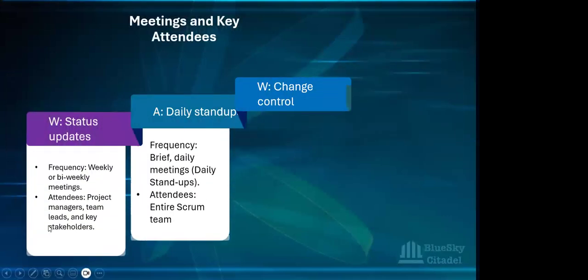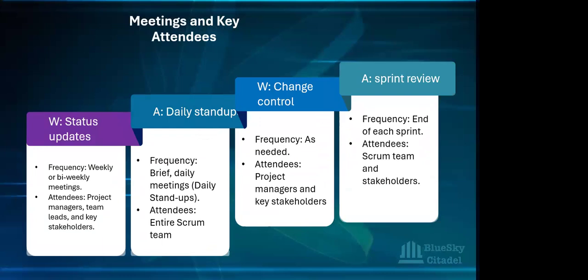Okay, so we're going to look at your meetings and key attendees. Throughout the execution stage, whether it's with waterfall or with agile, there are meetings that take place, and there are key people that you would expect to see at these meetings. And obviously there are key objectives for each of those meetings as well. The W stands for waterfall, and the A is for agile. Just trying to keep not too many things on my slide.